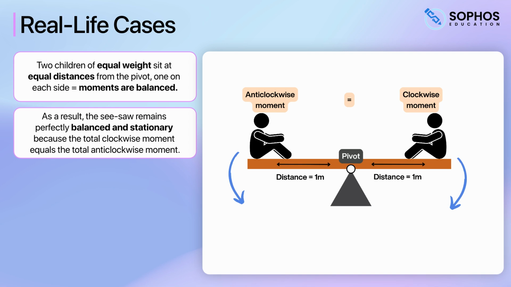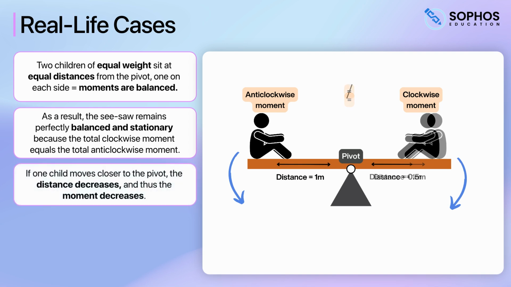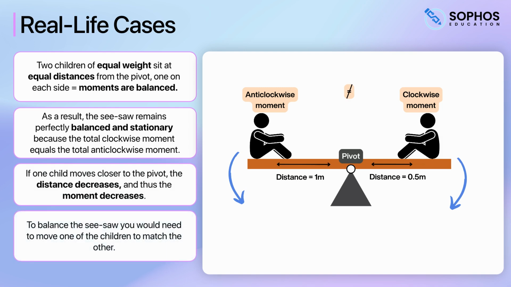To put it into perspective, if one child moves closer to the pivot, the distance decreases, and thus the moment decreases. To balance the seesaw again, you would either need the child to move back to the original position, or the other child would need to adjust their position to match the first child.